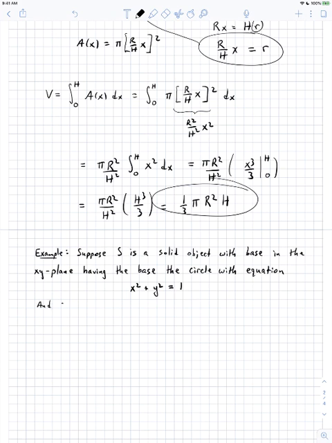And suppose cross sections perpendicular to the x-axis are squares. What is the volume of S?